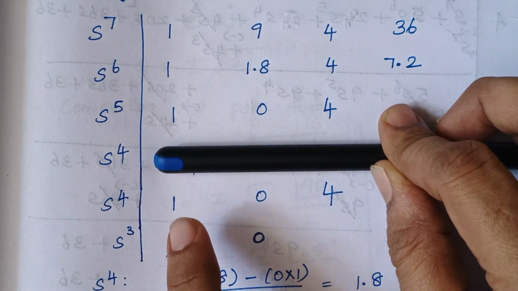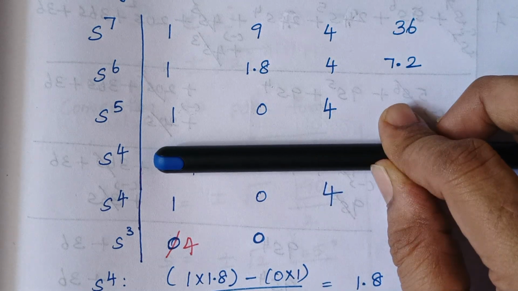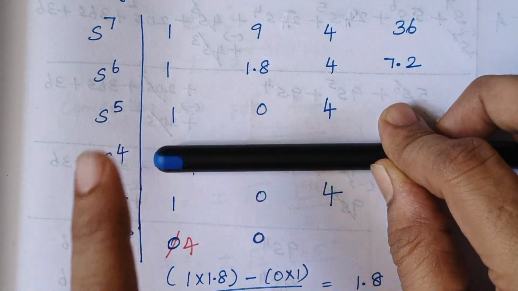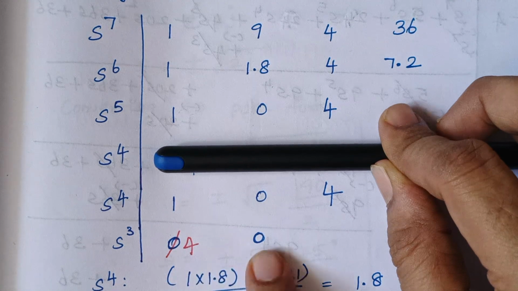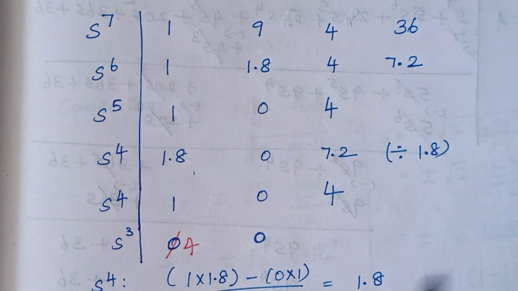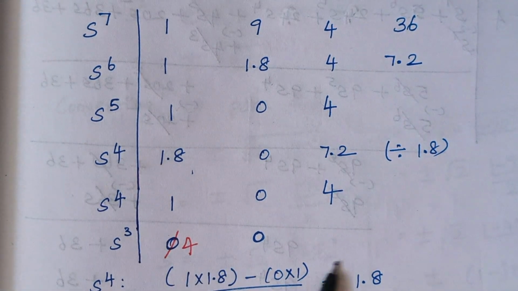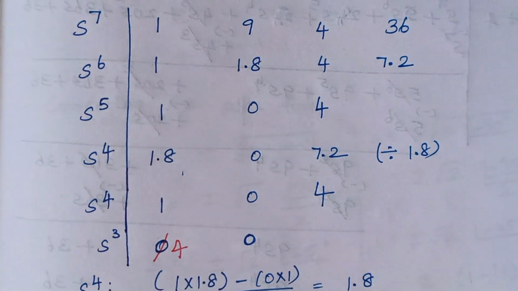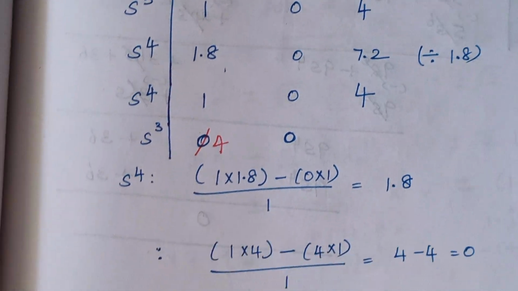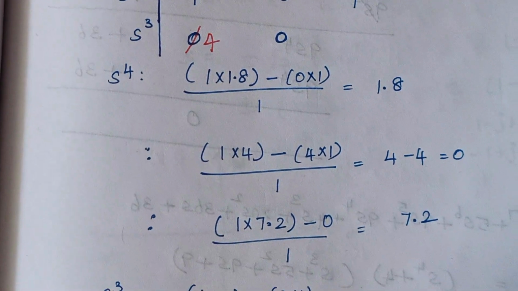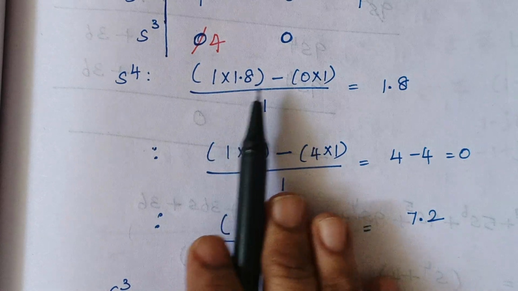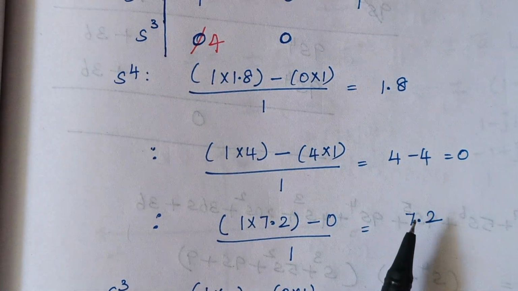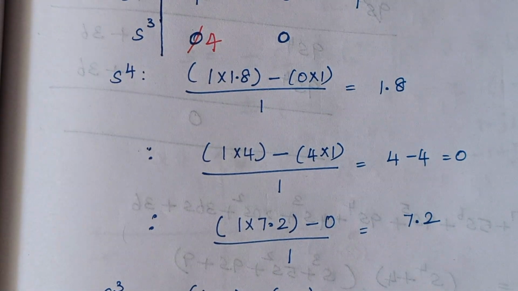And to find the second number, 1 into 4 minus 4 into 1 divided by 1 again gives you 0. So the s to the power 3 has a row of zeros, right? The thing I have said orally, here I had written. You see, how to find the first element of s to the power 4. This is your second element and this is your third element.